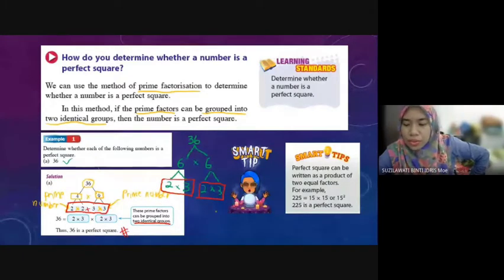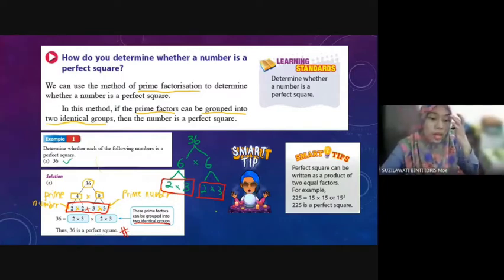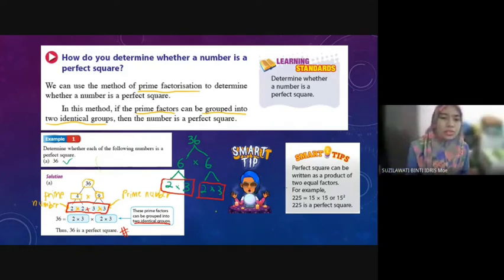Okay, most of you already understand. That's why you need to master chapter 2, prime factorization. You need to really do a lot of questions. You need to always do factorization questions, quizzes or exercises to master the skill to find prime factors. After that, let's look at this smart tip.